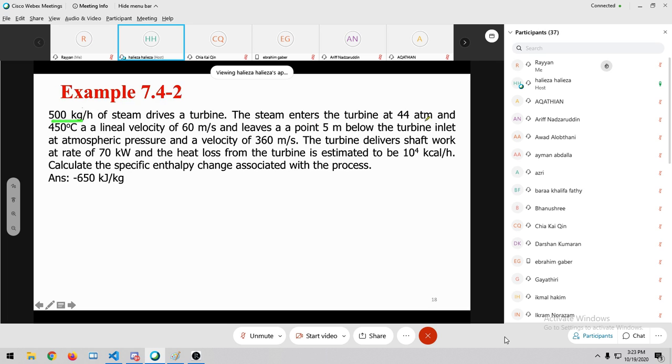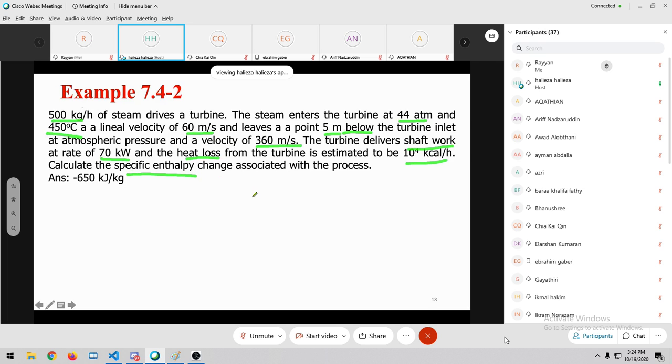That's 500, 44 atm, your temperature 450, 60 meters per second. The exit is 5 meters below, you take note of that. The entrance is not mentioned at what point, but this is below the inlet. That's the velocity. The shaft work is 70. There's heat loss, that's 4 times 10 to the power 4. Specific enthalpy is what you need to find.